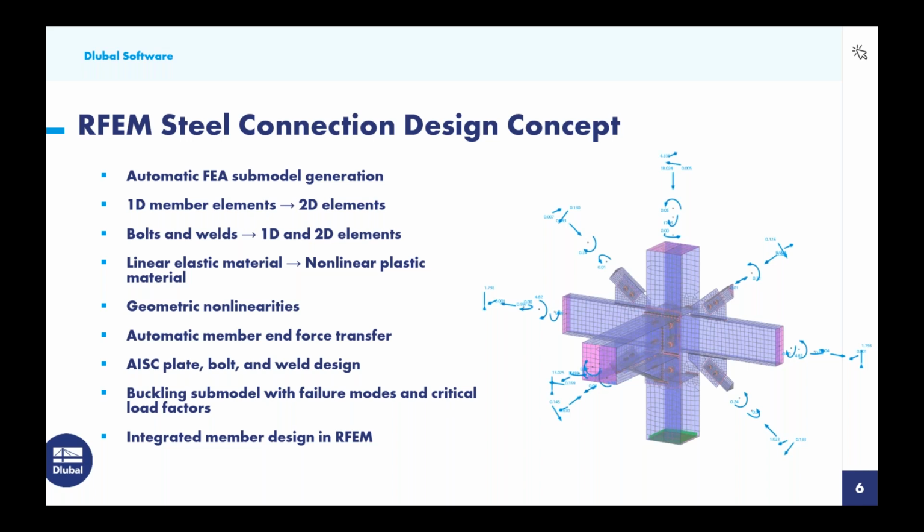And finally, the integrated member design within RFEM. Of course, we can get the connection design, but the ability to design the members themselves, and not just steel, but any material that we offer. So you could combine this connection design with concrete, aluminum, cold-formed steel, even topics like fabric tensile structures. We could do the steel connection design within that same file.